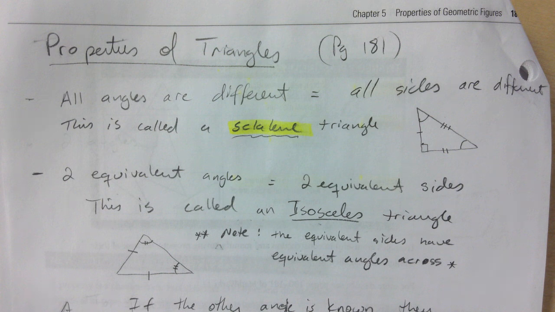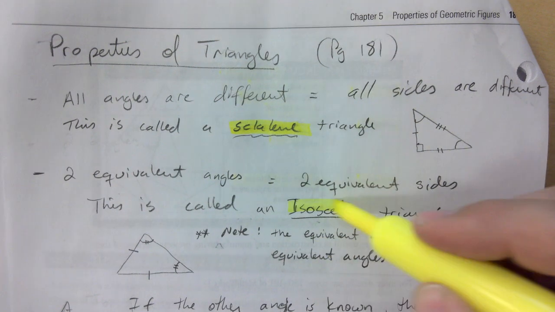The second point is that two equivalent angles on a triangle means that equivalent means the same, okay? Same measure. It's like equal, right? Equivalent, two equivalent angles is the same thing as saying two equivalent sides. Okay, so if you have a triangle and two angles are the same, you know that there's going to be two sides opposite those angles that you can guarantee they're the same as well. So we call it an isosceles triangle.